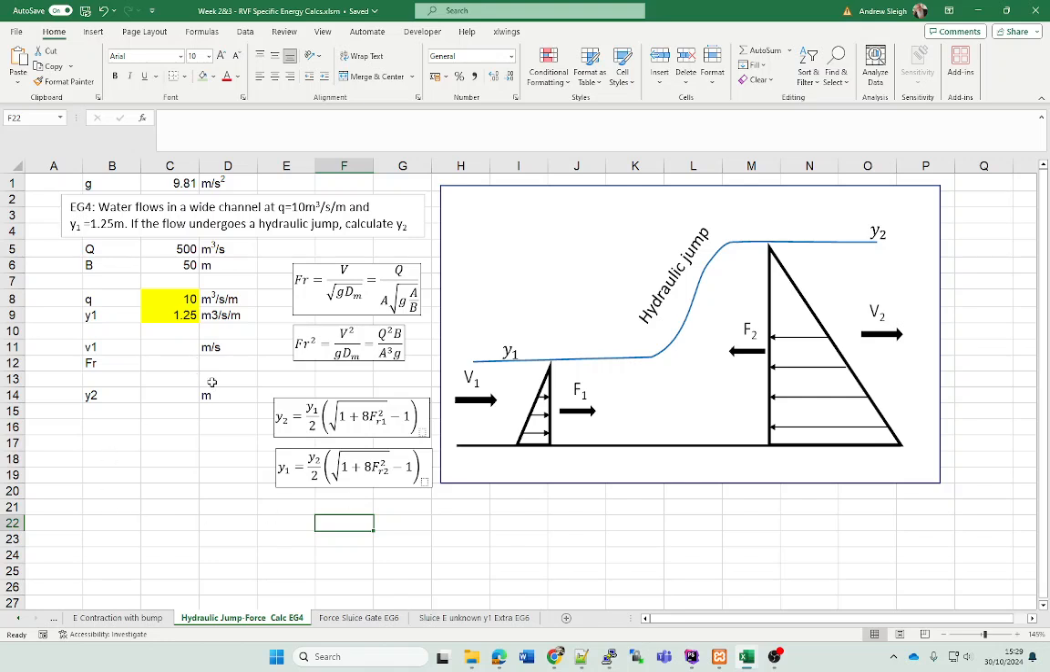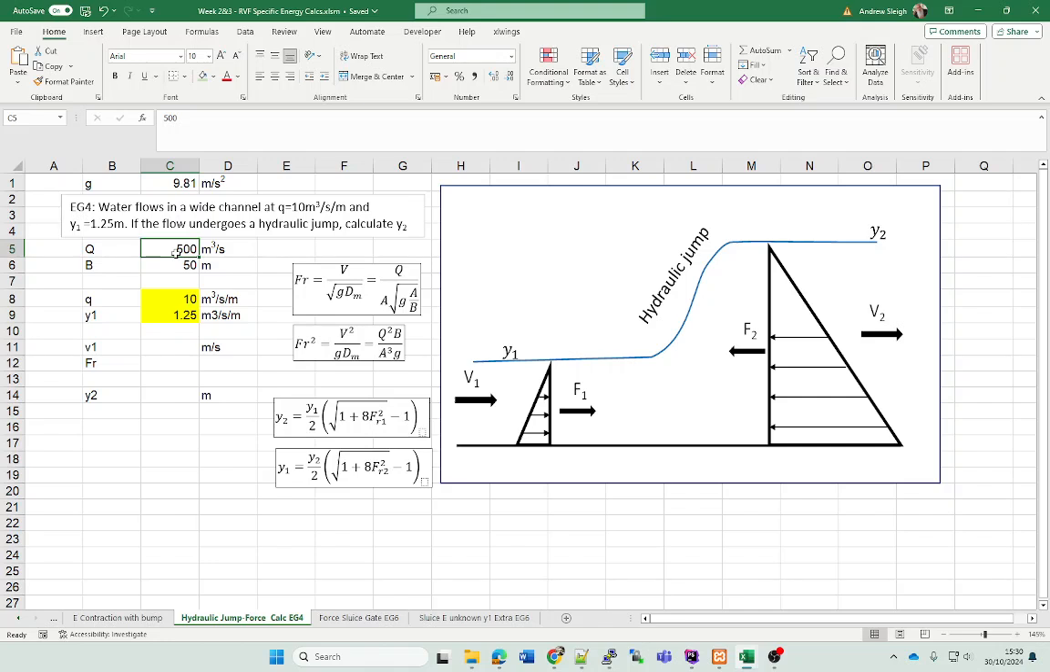Okay, so simple question really, and in practice all this is applying one of these two hydraulic jump equations. So it's very straightforward. Water flows in a wide channel 10 meters cubed per meter per second, so that's flow per meter width, and a depth of 1.25 meters. Flow undergoes a hydraulic jump. Calculate Y2. So you've got Y1, the upstream depth. How high will it jump to?